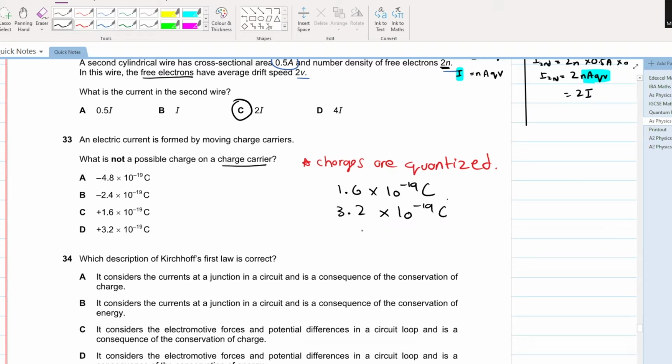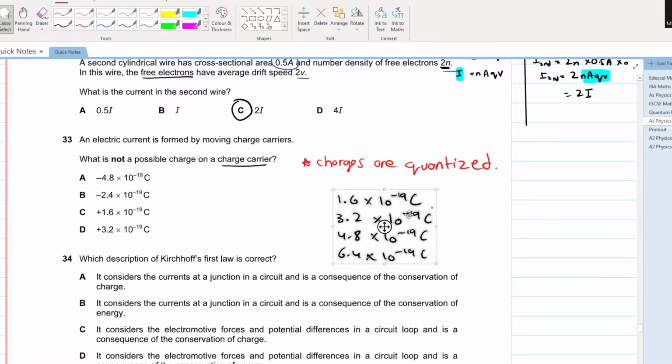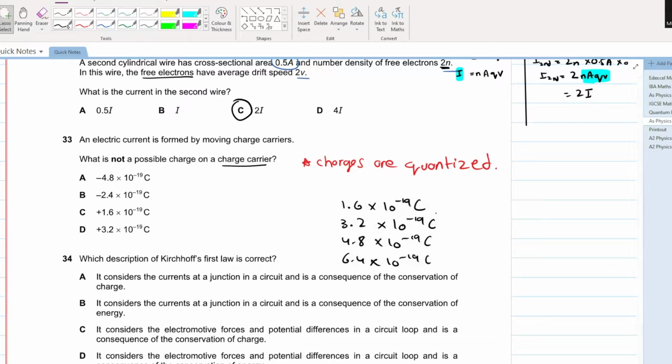3.2 into 10 raised to the power of minus 19. 4.8 into 10 raised to the power of minus 19. 6.4 into 10 raised to the power of minus 19, and so on and so forth. Also remember that if you multiply 1.6 into 10 raised to the power of minus 19 by 0, the answer will be 0 coulomb. So 0 coulomb is also a multiple of 1.6 into 10 raised to the power of minus 19. I think this was tested in a recent MCQ, so I'm telling it here. 0 coulomb is also a multiple of 1.6 into 10 raised to the power of minus 19 coulomb.